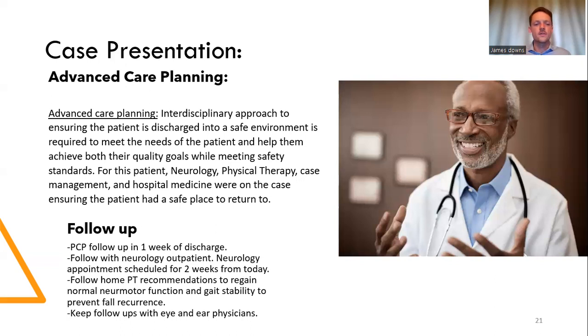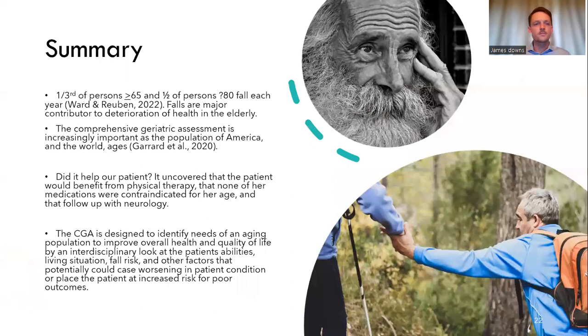And then for following the home PT recommendations, the point being to regain normal neuromotor function and gait stability and to prevent fall recurrence. And then she does have a cane at home as a walker, as an ambulation aid. And then she'll be wanting to keep following with eye and ear physicians as well.